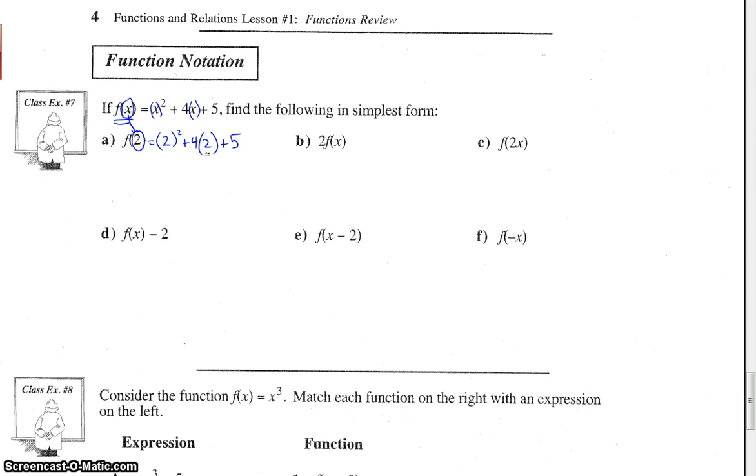Okay? And that means all we have to do now is simplify that. 2 squared plus 4 times 2 is 8, plus 5, and 12 plus 5, that should be 17.